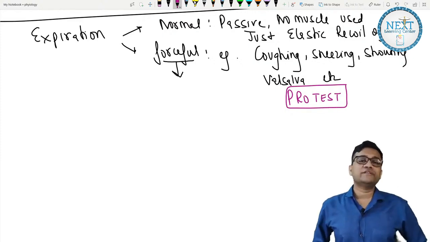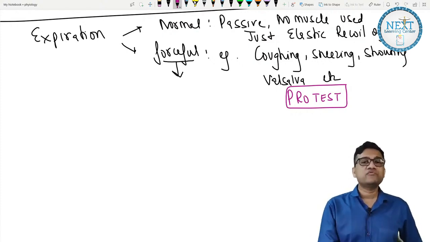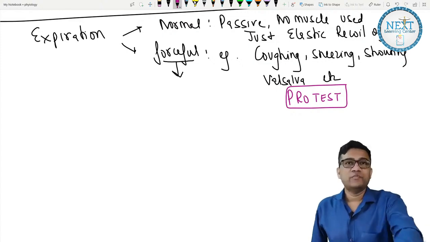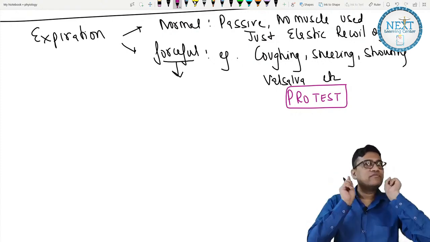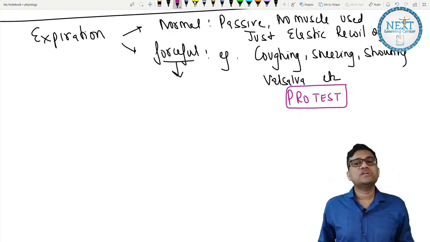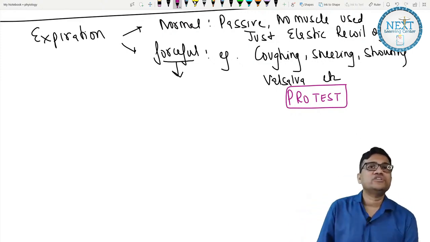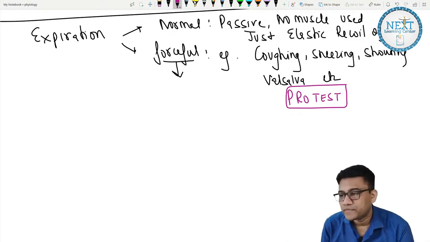Valsalva is a forceful expiration against a closed airway, the glottis. You must have tried closing your nose and mouth and breathing out forcefully. You can see popping of the tympanic membrane, that is called Valsalva. It is a test for checking patency of the eustachian tube. All good?